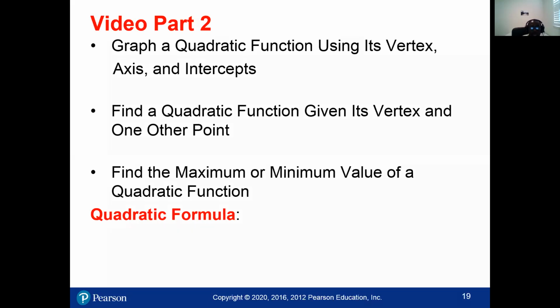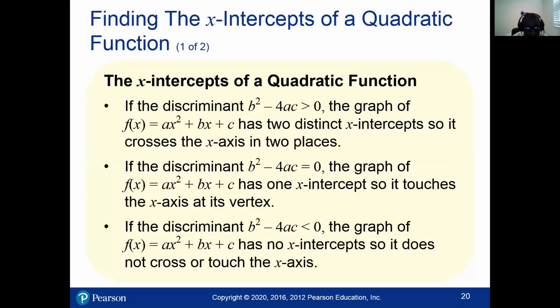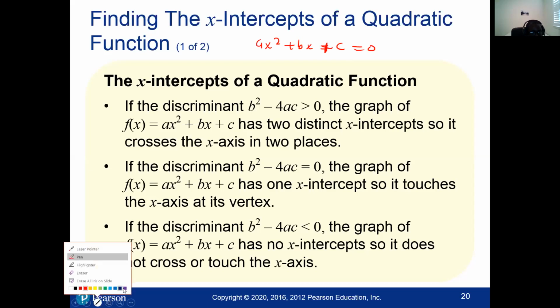Okay, so here is what we have. Finding the x-intercepts means that we are setting ax squared plus bx plus c equal to 0. When we set that to 0, that is when we find the x-intercepts. In this case, f of x is 0 when you want to find the x-intercepts. Now, like I said, the solution will depend on the discriminant.